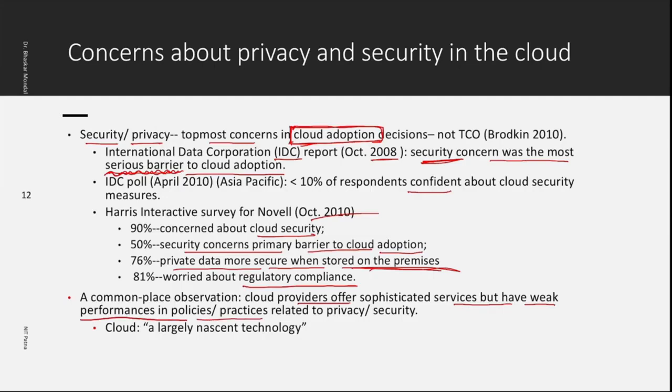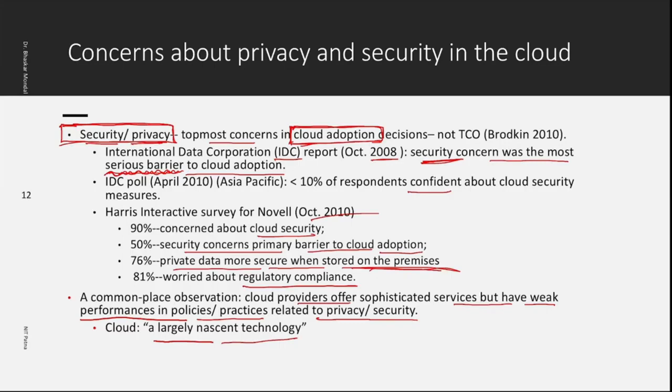So, a commonplace observation is that cloud providers offer sophisticated services but have weak performance in policies and practices related to privacy and security. Okay, so clouds are largely nascent technology. So you can understand, security and privacy is a big issue when we think about moving to cloud.